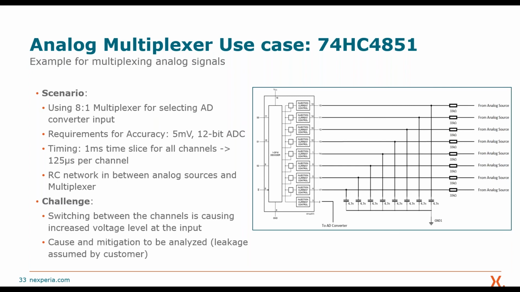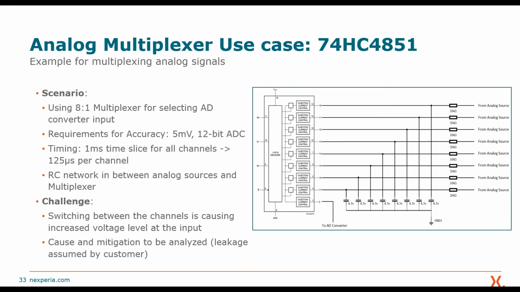Yes, the challenge here is that the switching between the channels is causing an increased voltage level, and there are various opportunities. One is that the external RC network is also contributing to that. And of course, inside the multiplexer circuit, there is a logic decoder for the selection bits, and there's also some logic decoding circuitry, some digital logic, and when that is switching and is active, that could also induce some charge inside the IC to each of these channels.